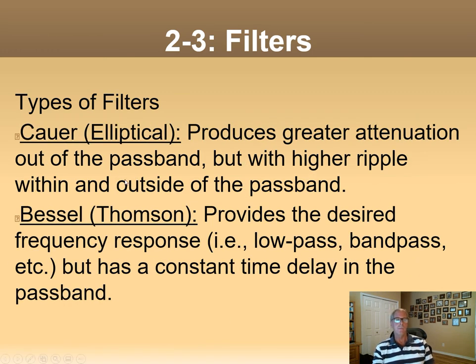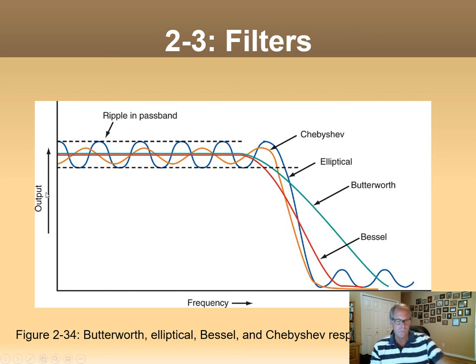Same with this elliptical filter. The Bessel is a very important filter for RF because it has constant phase. Okay, and that's really important for passing square waves and things like that, as we'll see when we get to Fourier. So here's a diagram of them.